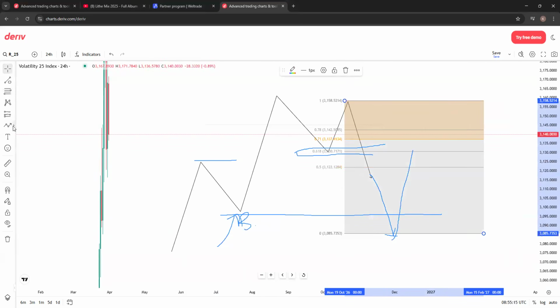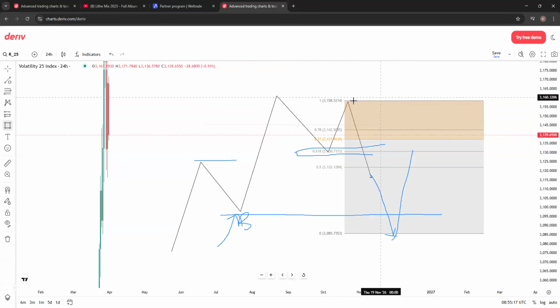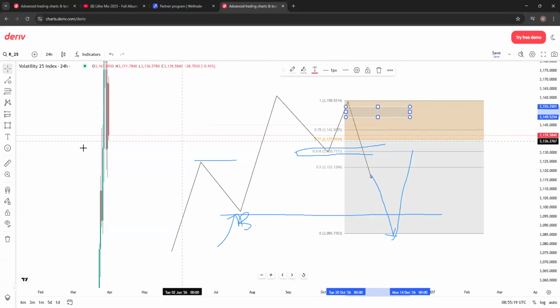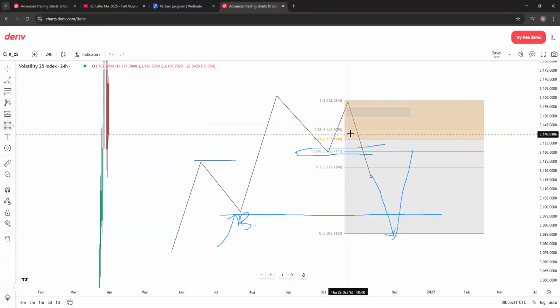Remember, there are always things to look out for. We have to look out for order blocks. We have to look out for gaps as well, fair value gaps. That's where price is most likely to react if we align it with our fib.